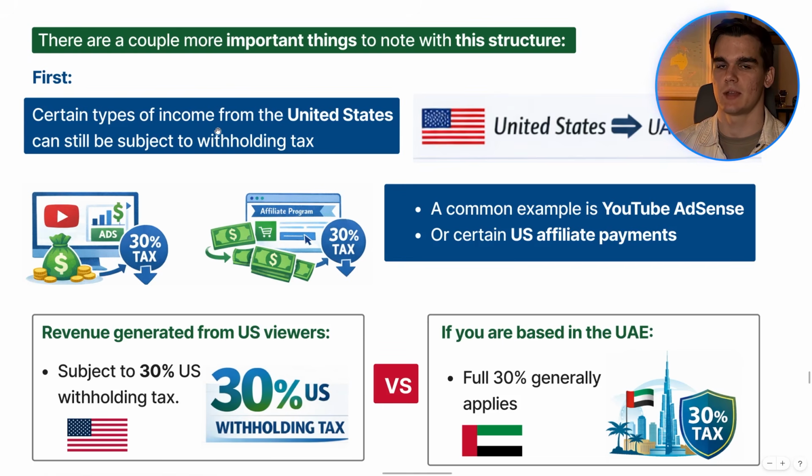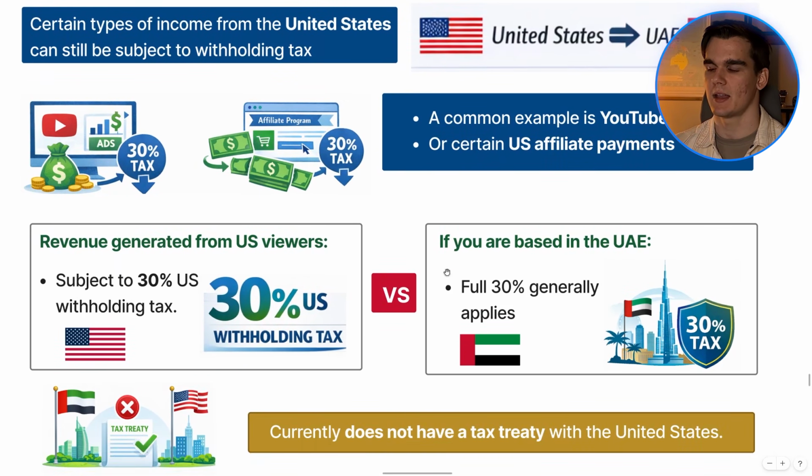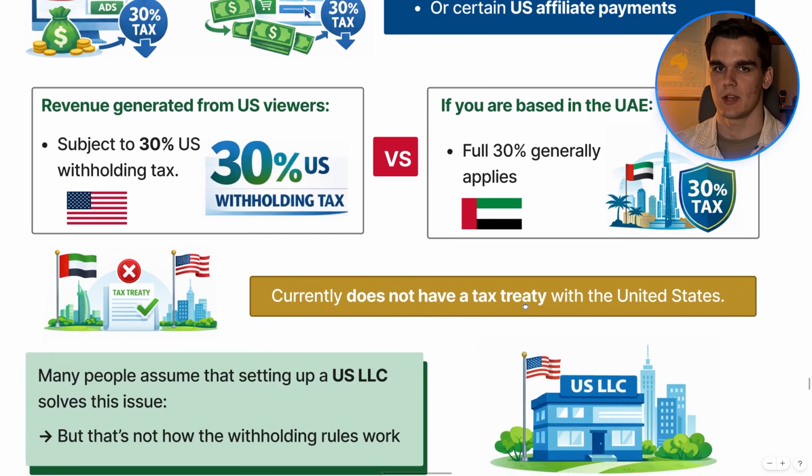Now there are a couple more important things to note with this structure. First, certain types of income from the United States can still be subject to withholding tax. A common example is YouTube AdSense or certain US affiliate payments. Revenue generated from US viewers is subject to 30% US withholding tax. If you are based in the UAE, the full 30% generally applies because the UAE currently does not have a tax treaty with the United States.